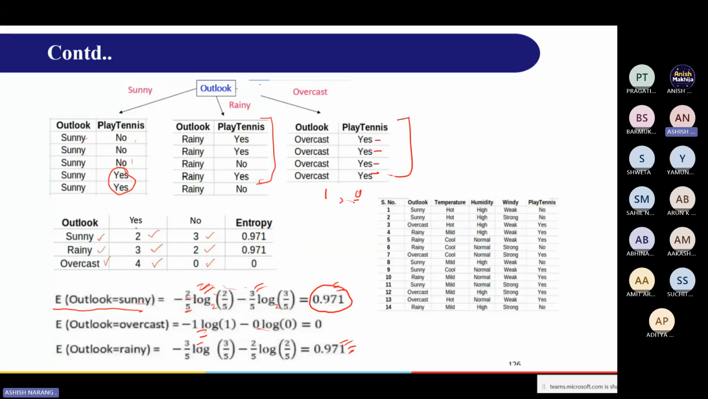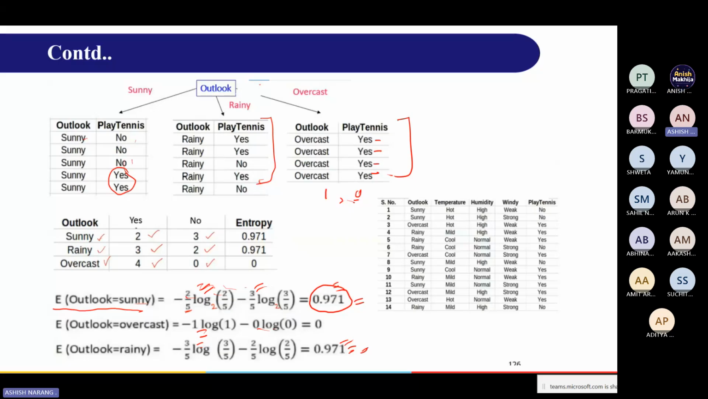Out of 5, 2 belong to one class, 3 belong to another class. So it is indicating impurity. Why are these two values the same? Understood? Yes or no? Anish? Yes, sir. Yes, sir.